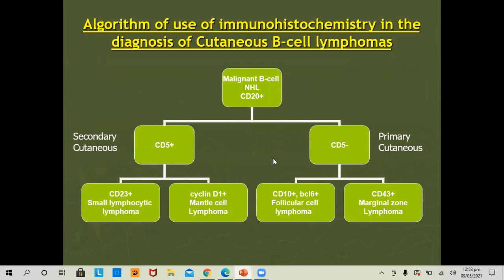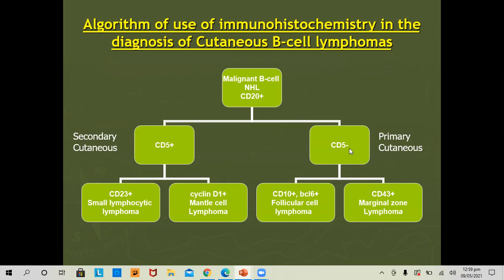The next stain which we will order in such cases is CD5. There are two types of cutaneous B-cell lymphomas: the primary cutaneous B-cell lymphomas and the secondary cutaneous B-cell lymphomas. The primary cutaneous B-cell lymphomas are both CD5 negative.